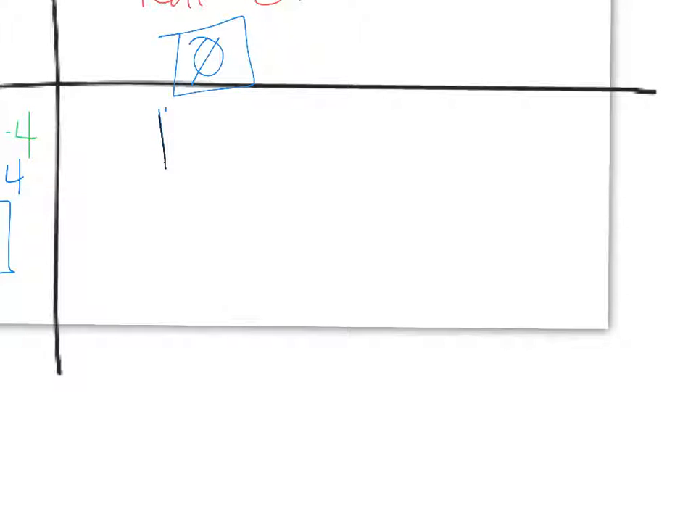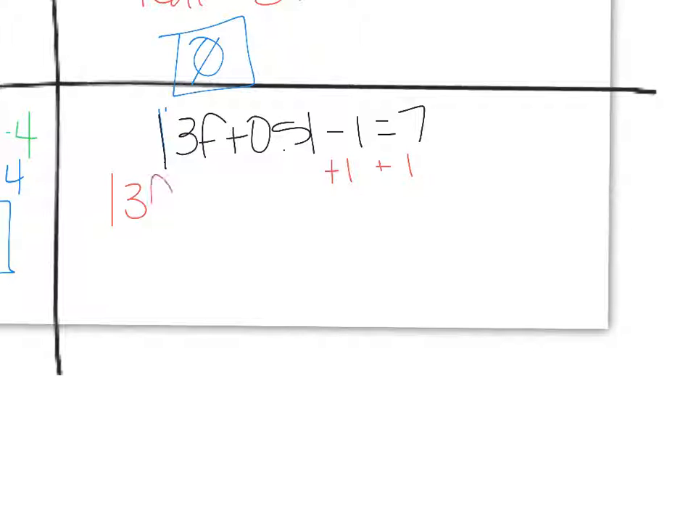Okay, and the last one, let's do the absolute value of 3f plus 0.5, and then on the outside, minus 1 equals 7. Notice my absolute value, it's not isolated. I have to get rid of that minus 1. So to get rid of the minus 1, we add 1 to both sides. So I have the absolute value of 3f plus 0.5 equals 7.